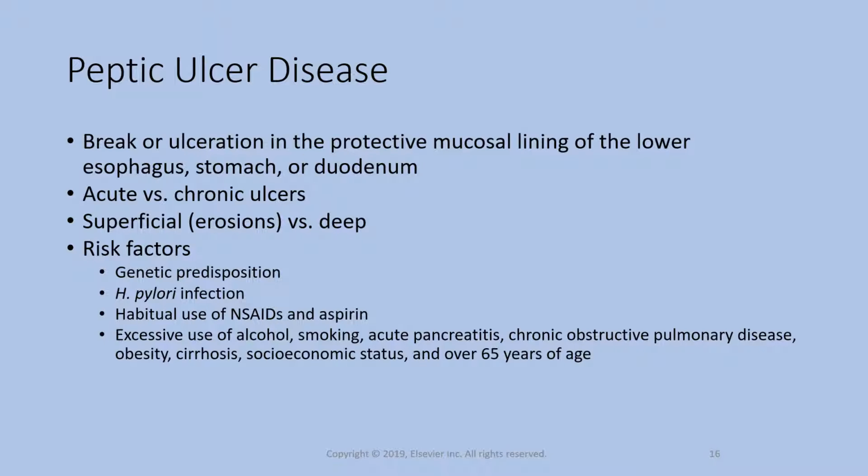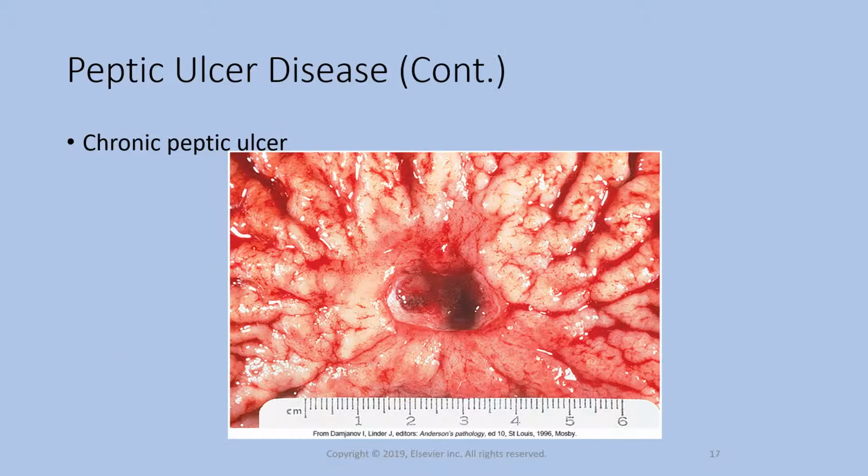So peptic ulcer disease involves the upper part of the digestive tract, just like it says: the lower esophagus, stomach, and duodenum. Here you can see all this inflammatory process. This is the normal color of the stomach. These areas are all much redder. You can see there's blood in here. The patient is bleeding from here, or had been bleeding.